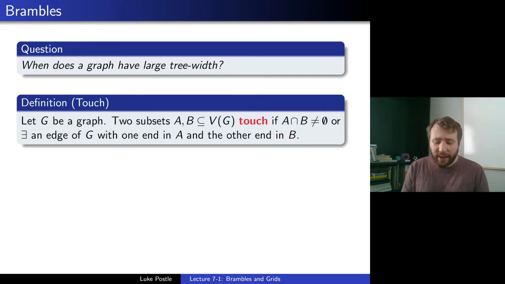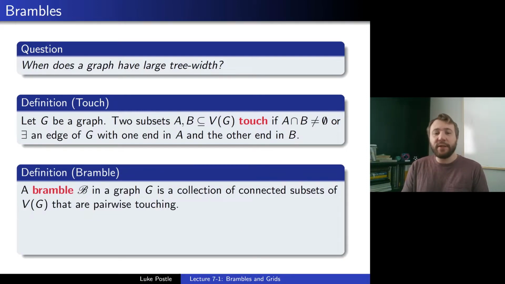Well, to do that, I need a definition. So first, touch. Let G be a graph, and given two subsets A, B of the vertices of G, we say they touch if either they intersect or there's an edge with one end in A and the other end in B. Given that, I can tell you what a bramble is.